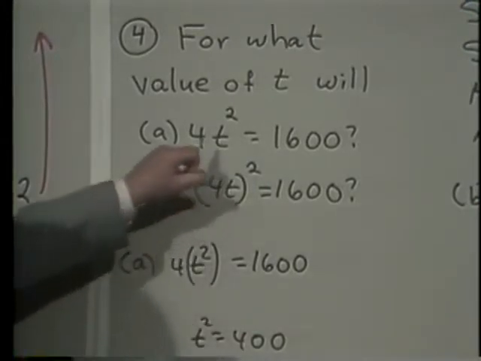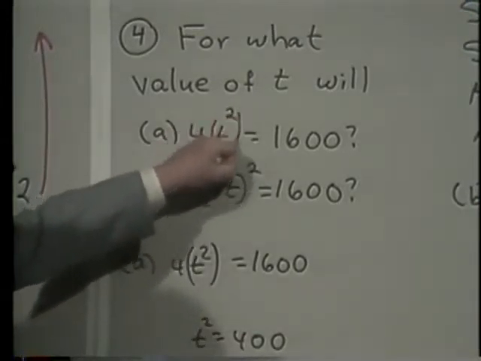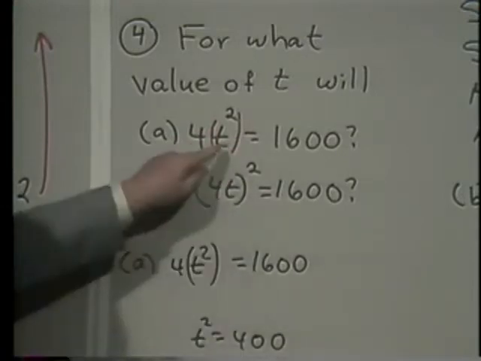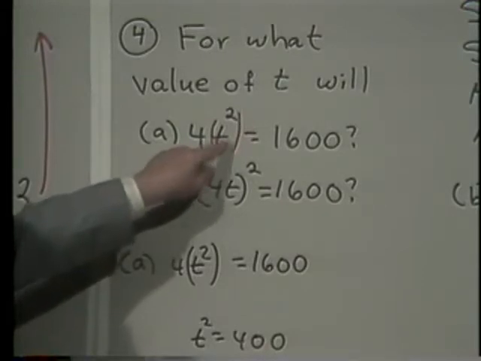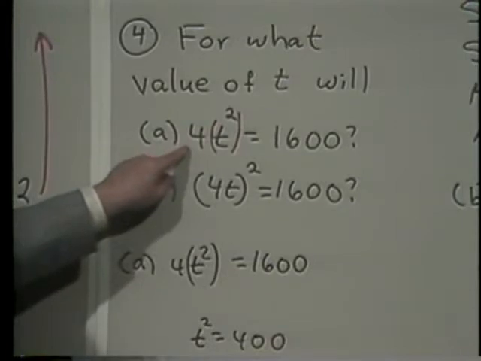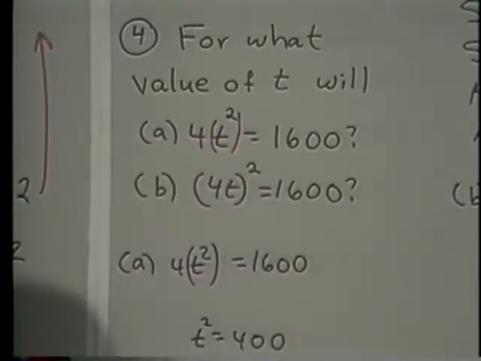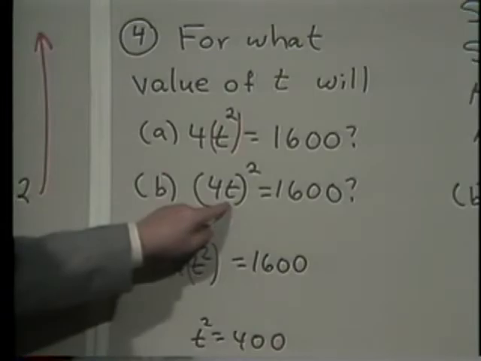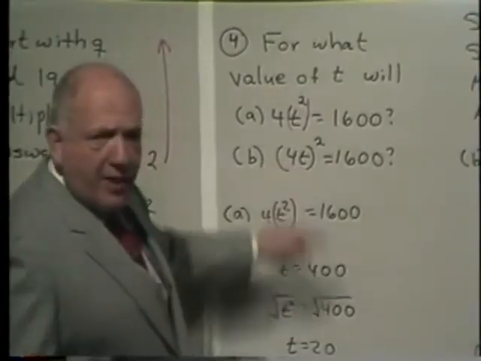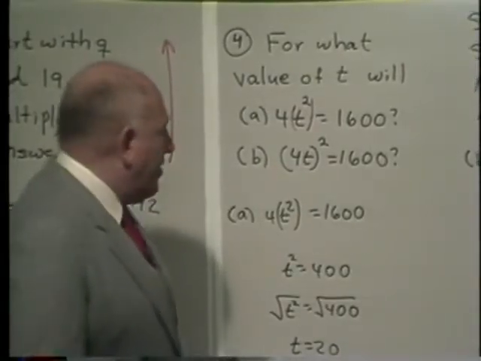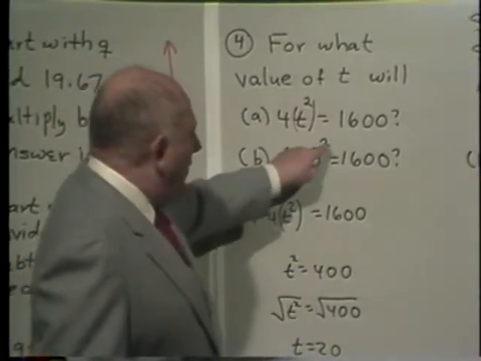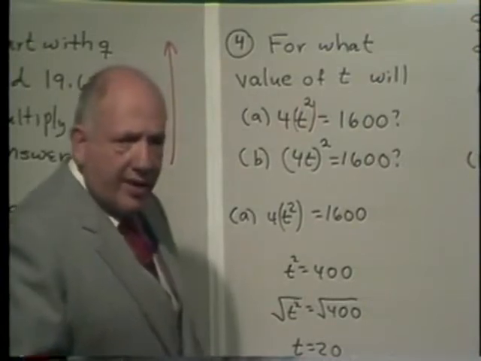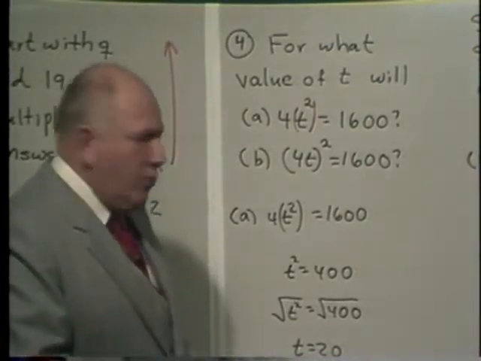The thing I want you to understand is that when there are no grouping symbols, we mentioned this before, it's assumed that the square refers only to the factor immediately to the left. In other words, you read this as what? Start with t, square it, then multiply by 4, and the answer is 1600. In part B, there's the letter t. It's inside the parentheses, so everything inside the parentheses is done first. So we start with t, multiply by 4, then we square it, and the answer is 1600. I will summarize all of this in words later on.